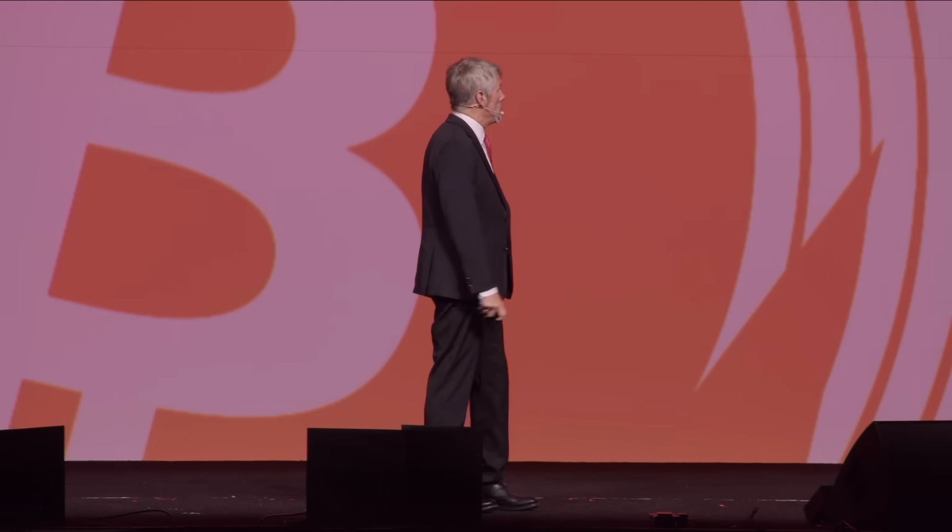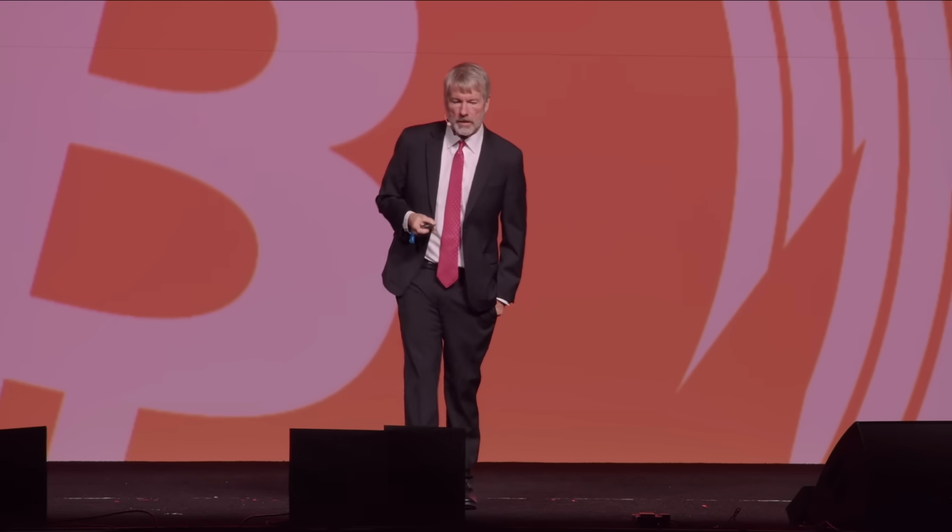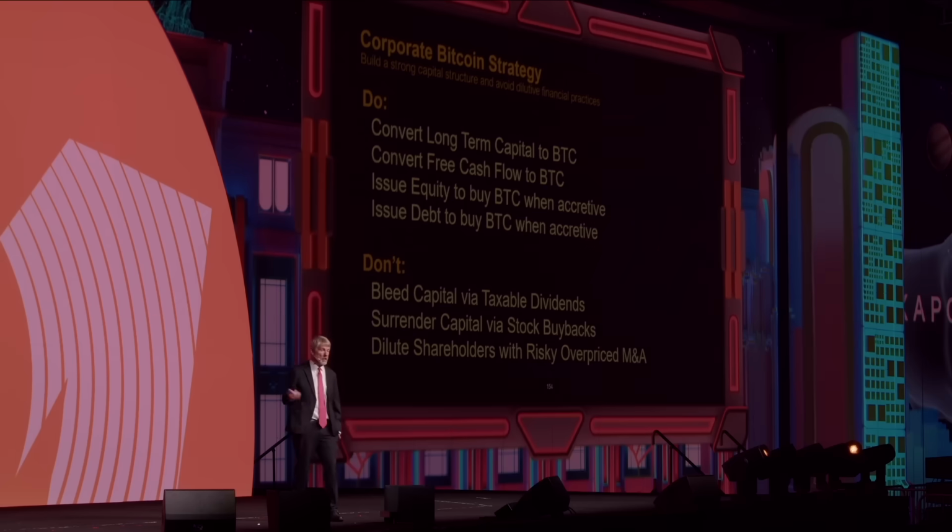Let's talk about corporations. Do's. Convert your capital to BTC. Convert your cash flows to BTC. Issue equity to buy BTC when it's accretive. Issue debt to buy BTC when it's accretive. Don'ts. Don't bleed your capital with taxable dividends. Don't surrender your capital with stock buybacks. Don't dilute your shareholders with risky, overpriced M&A activity.